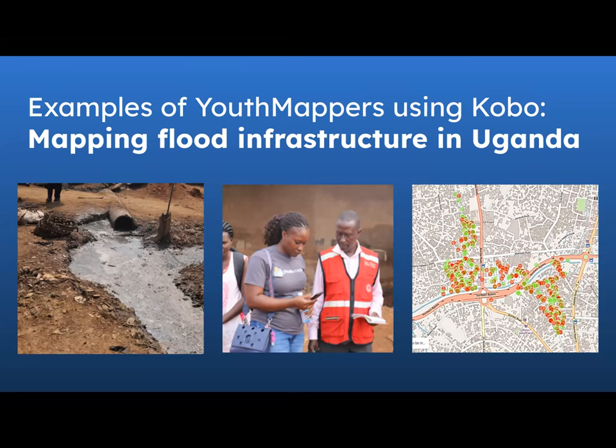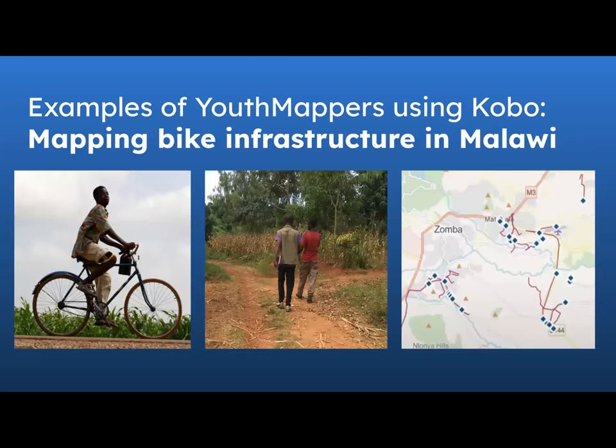The result of their data collection efforts is on the right, where the drainage points are colored by the different statuses of whether they were clogged or not. As a second example, in Malawi, YouthMappers used Kobo to map the location of bike repair shops and bike routes and recorded the condition of these routes. This is the result of some of their data collection efforts in Zomba. It shows the bike repair shops and the routes. The idea is that this data could be used to improve road safety and access to bike services.